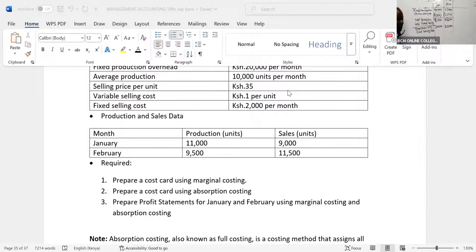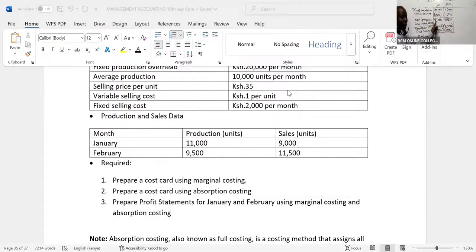It's per month. And then we have the fixed selling cost. Are you able to see the fixed selling cost of 2,000 per month as well? 2,000 per month. So per month, like that. Now you are able to get right away our profit now.